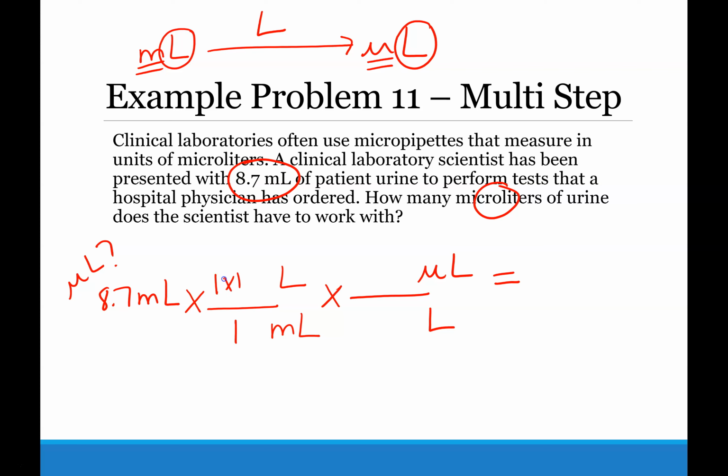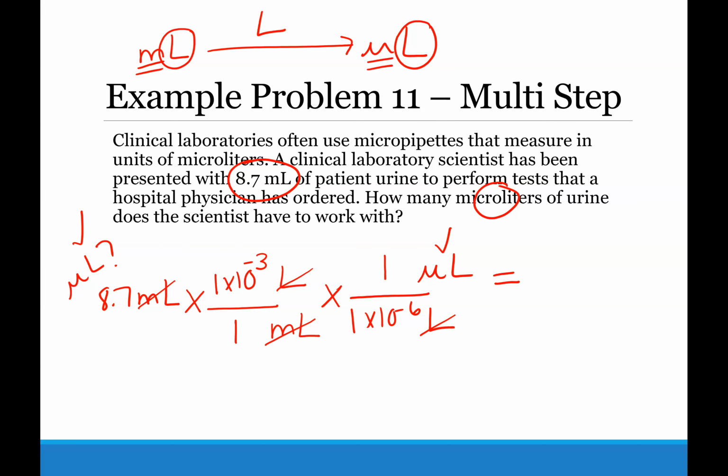The metric system constant for milli is 1 times 10 to the minus third. Over here we give the 1 to the thing with the prefix and the metric system constant to the base unit. And for micro, it's 1 times 10 to the minus 6. So milli cancels, liters cancels, and we're left with microliters of urine, which is what we want.